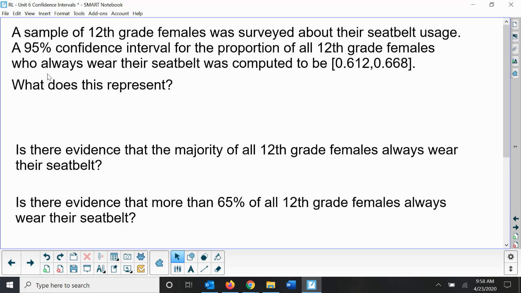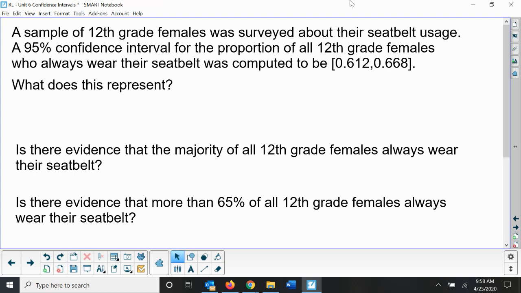95% is the most common that we see. However, there are other ones as well. We've just been kind of sticking with 95 for now. So, a 95% confidence interval for the proportion, or percentage, of all 12th grade females who always wear their seatbelt was computed to be, and again, these could be seen as percentages, between 61.2% and 66.8%.